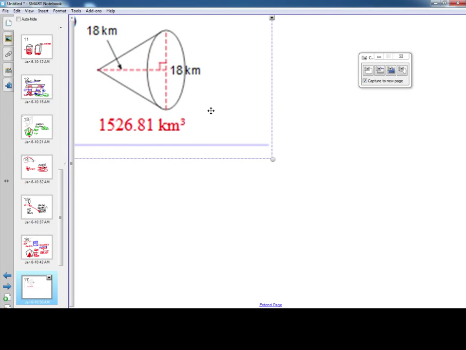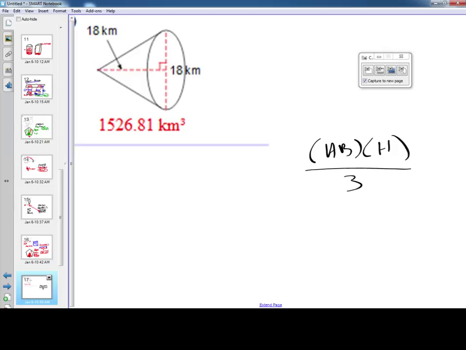Okay. Here we go. It is a cone. I'm gonna treat it like if it was a cylinder. I want the area of the base. I'm gonna multiply it by the height. And I know I'm only going to need a third of it, yeah?